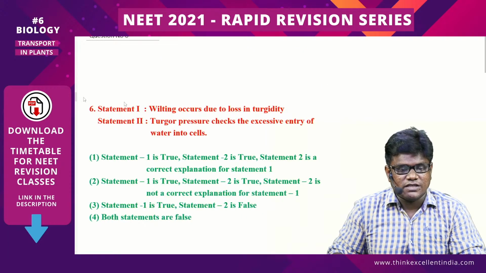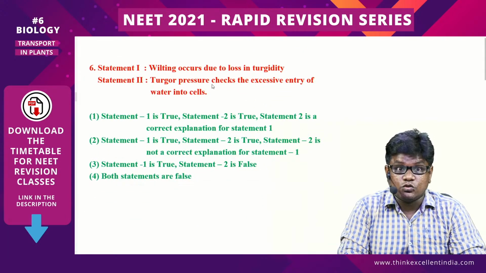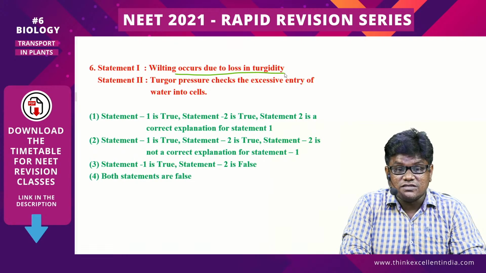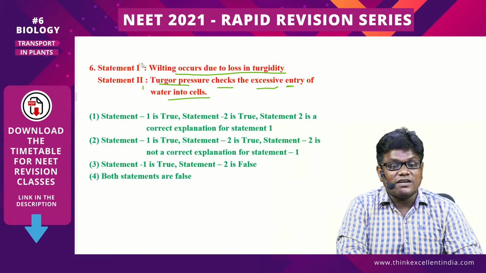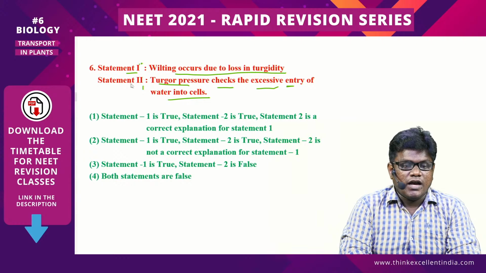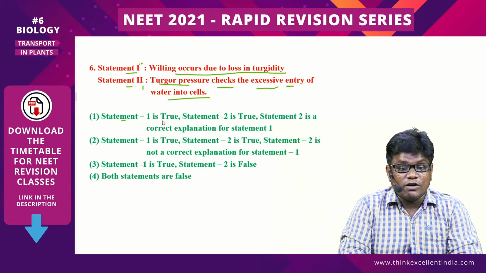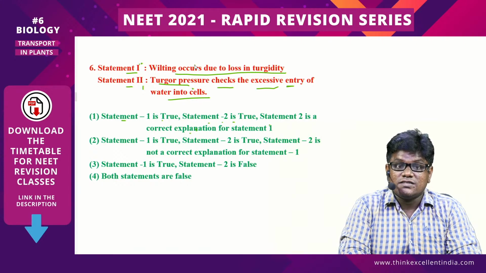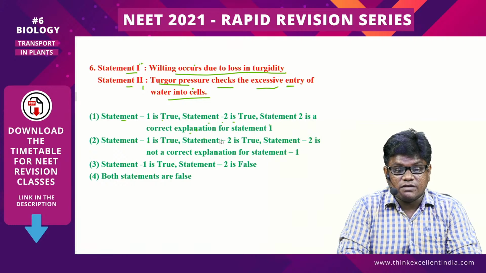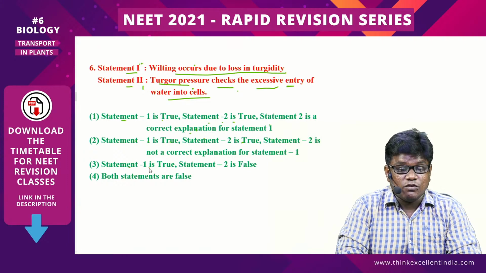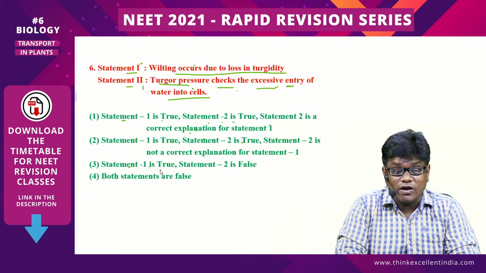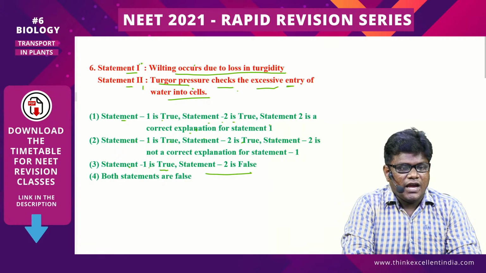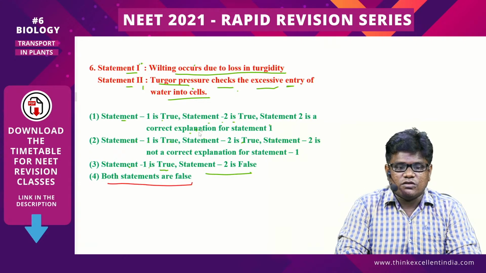We're going to see the next question, and here you can see statement 1 and 2. Wilting occurs due to the loss in turgidity, and turgor pressure checks the excessive entry of water into cells. Two different types of statements are there, statement 1 and statement 2. Statement 1 is true, statement 2 is true, and statement 2 is not a correct explanation for statement 1. Statement 1 is true, statement 2 is false, and here both the statements are false. So these are all the options.